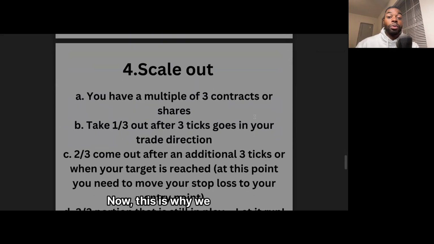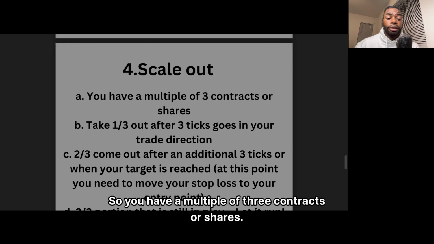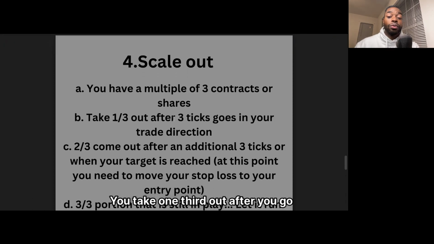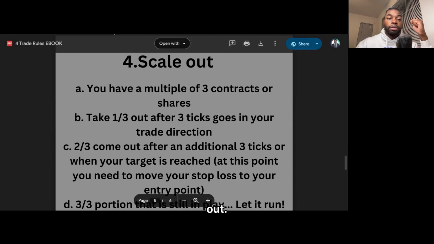Now, this is why we get multiples of 3 with our contracts, shares, equity, whatever it is. So you have a multiple of 3 contracts or shares. You take 1/3 out after you go 3 ticks in the direction of your trade. So after 3 ticks go in the direction of your trade, then you take one contract out.